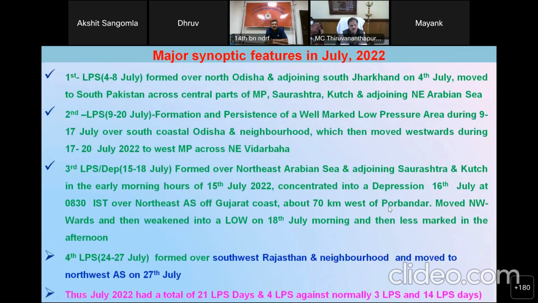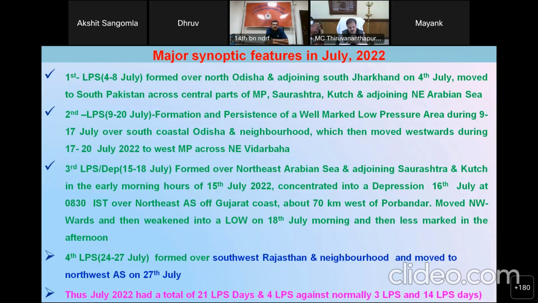Now, if you look at July, on the other hand, four low pressure systems formed, starting with 4th July. The second system formed on 9th July, and that persisted over coastal Odisha and adjoining areas of Bay of Bengal till about 17th July, and then moved up to 20th July towards West MP and Northeast Bidar. So that particular July system, having a life period from 9 to 20, about 12 days, could cause a very high amount of rainfall.